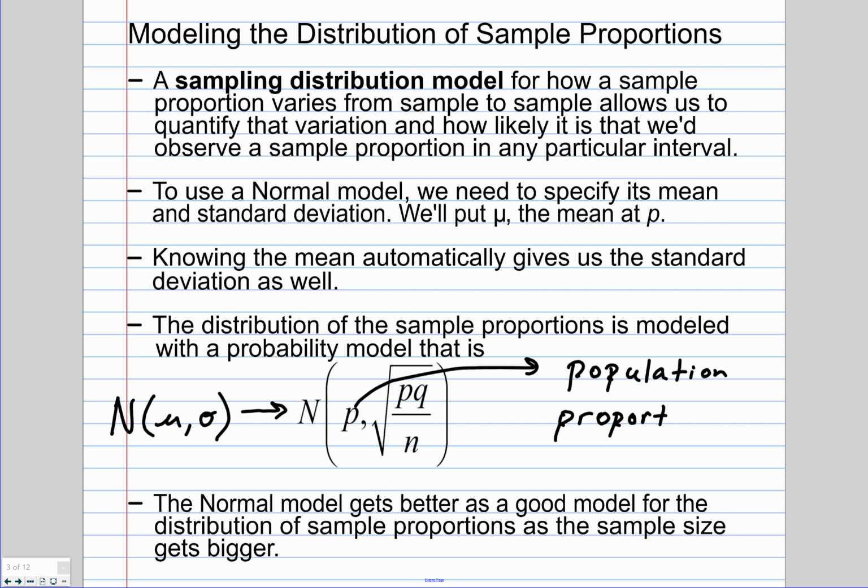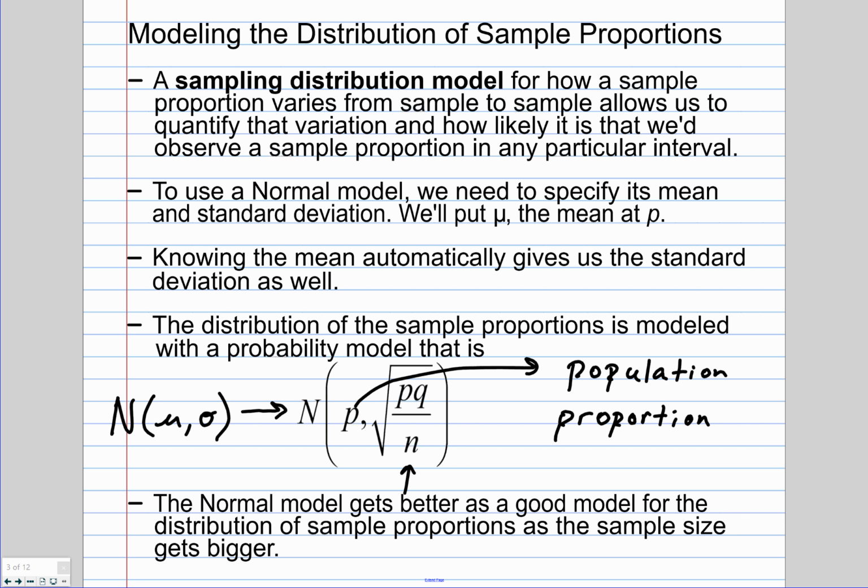Now, what's really interesting is we're going to do a problem where they tell us what P is. So we have no problem finding our mean, which is that number, and then finding the standard deviation, which is this formula here. But what's crazy about this is we can also do this even if we don't know the population proportion. Even if we just do a sample and use that proportion, we can use that.